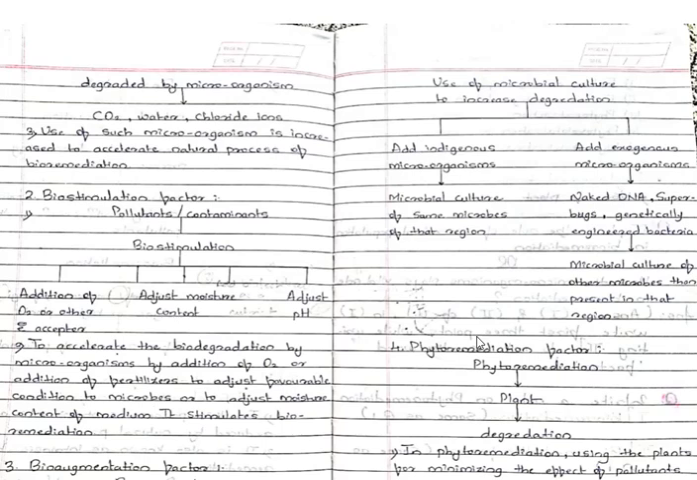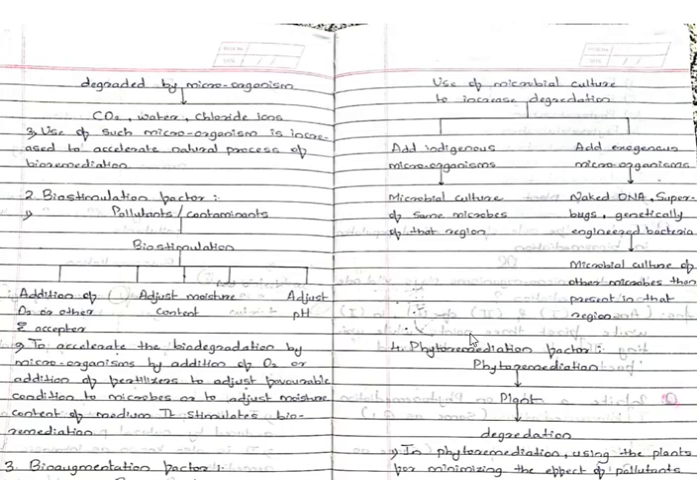So in bioaugmentation, there is the addition of indigenous as well as exogenous microorganisms for degrading the pollutants or increasing the process of degradation. Then the fourth factor is phytoremediation.